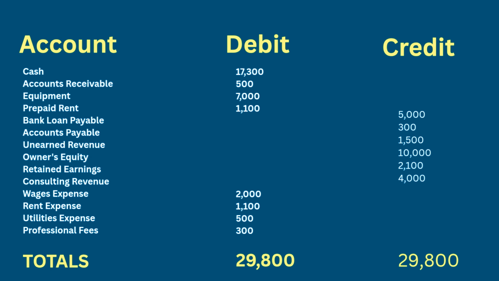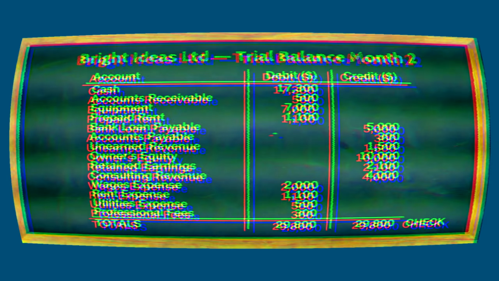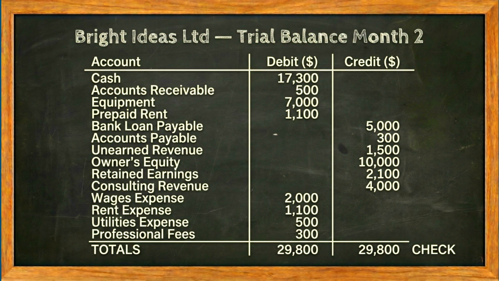A balanced trial balance tells us that mathematically every debit has been matched by an equal credit. It's an important checkpoint that helps us confirm our ledger has been recorded correctly before we prepare the financial statements. Keep in mind, though, a balanced trial balance does not guarantee that every transaction is error free. It simply means the books are in balance. In our example, the trial balance passes successfully, so we are ready to move on to the next stage of the accounting cycle.